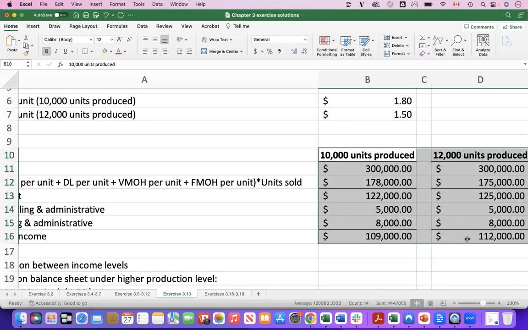But I want you to step back and look beyond the numbers and ask yourself, from an operations or strategic business standpoint, does that make sense? Or what do you have to consider? Well, from a number standpoint, it makes sense because income goes up. The issue is now, though, we have produced 2,000 additional units.